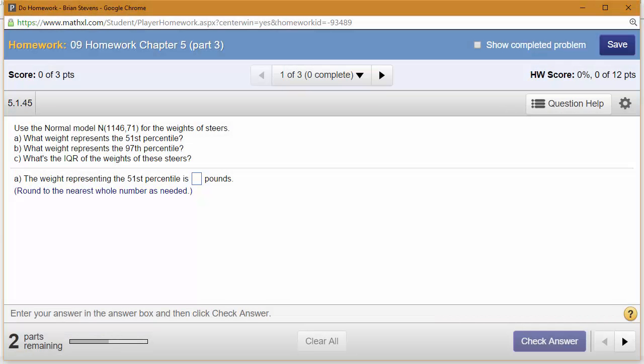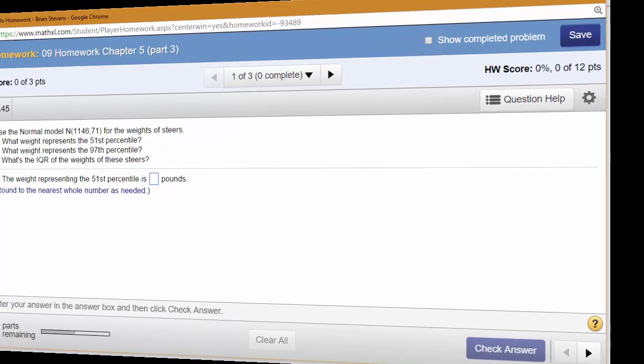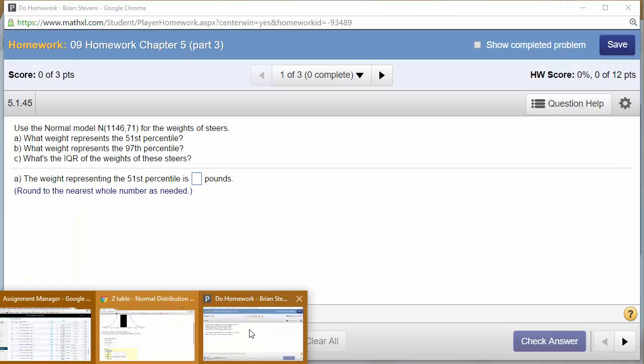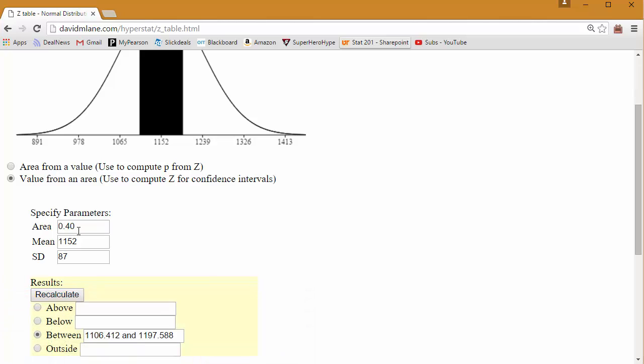For this first problem, we'll go back to the David M. Lane applet. To find it, simply Google David M. Lane applet. Now we need to make sure that we are clicked on the second button right here, which will allow us to put in percentiles and then enter in our data. So 1,146 and 71. Let's go ahead and enter it in.